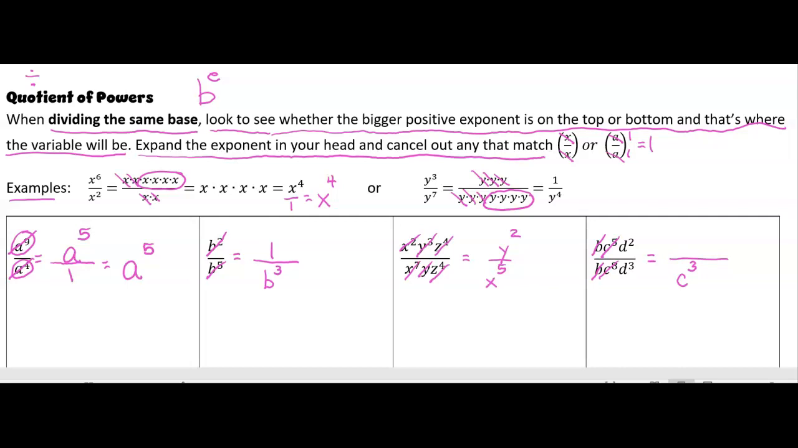The 2 d's in the top cancel out 2 of the d's in the bottom. So I have one d left in the bottom. You can put d or d to the first. But what's left in the top? A 1. Because remember, every time you cancel you have a 1. Like b goes into b one time, b goes into b one time. You have a 1 left when you cancel.